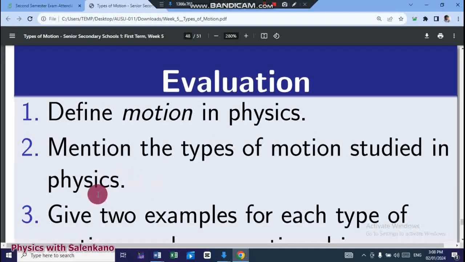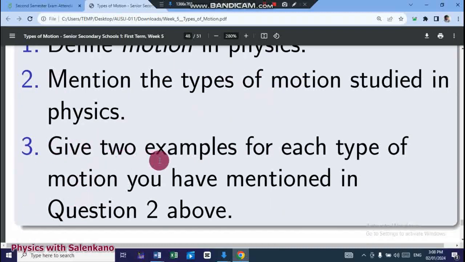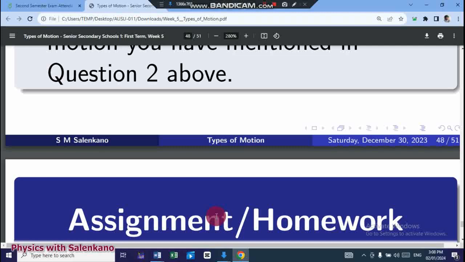Evaluation. These are questions you should be able to answer at the end of this lesson. Question number 1, define motion in physics. Number 2, mention the types of motion studied in physics. Question number 3, give 2 examples for each type of motion you have mentioned in question 2 above.